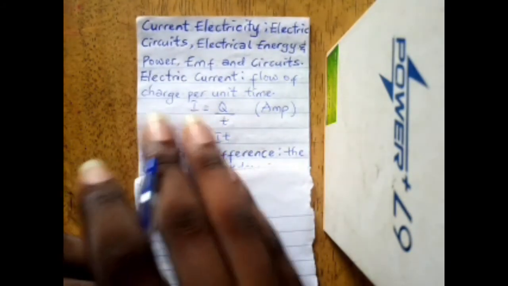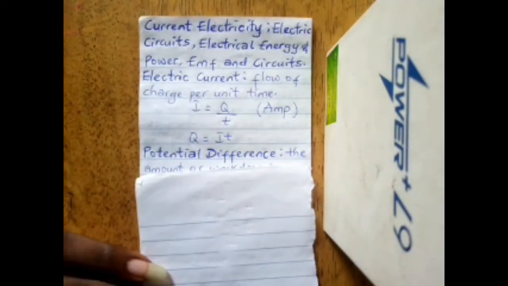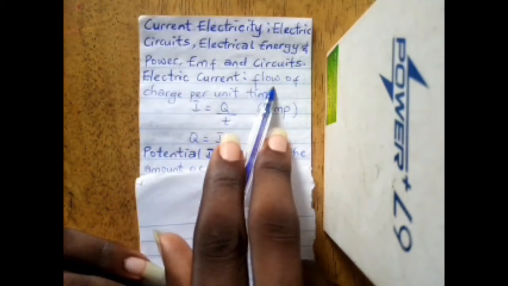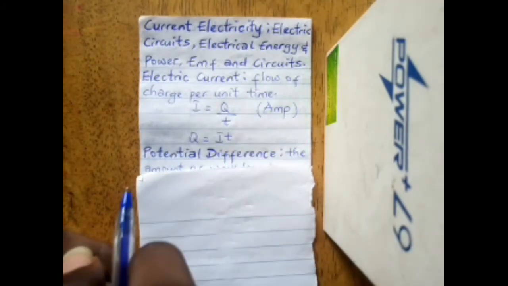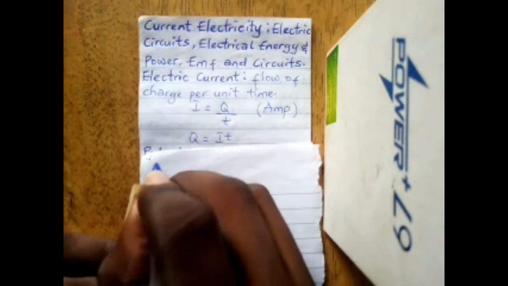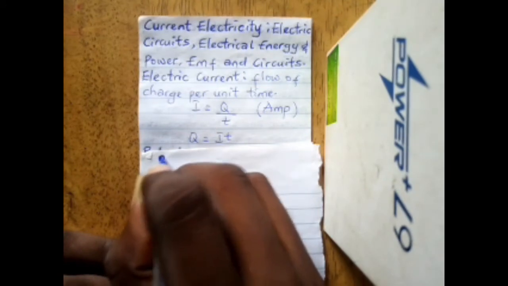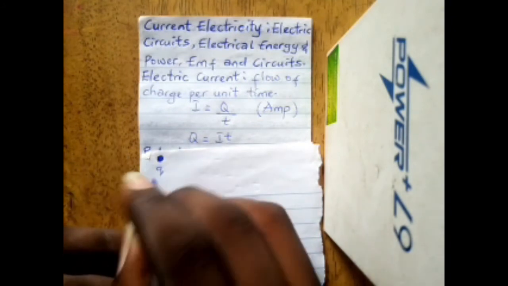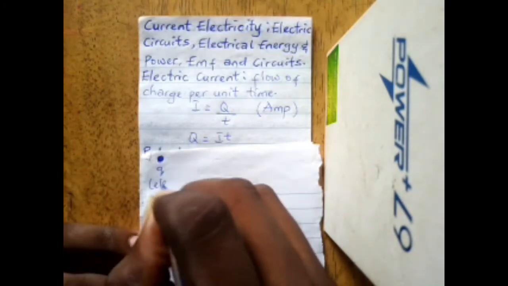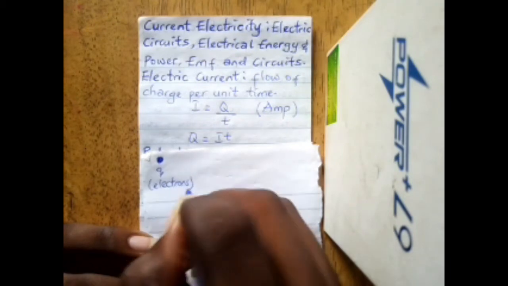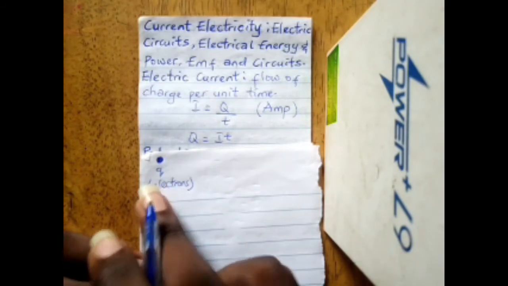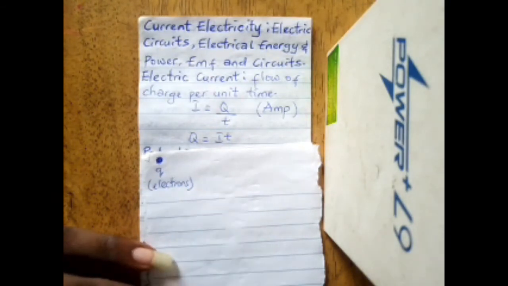Firstly, we'll be looking at what electric current is. The source of every form of electricity starts with a basic electric current. Electric current refers to the flow of charge per unit time. A charge, which can be electrons, is the basic carrier of electricity. So, the flow of charge per unit time is also referred to as electric current.